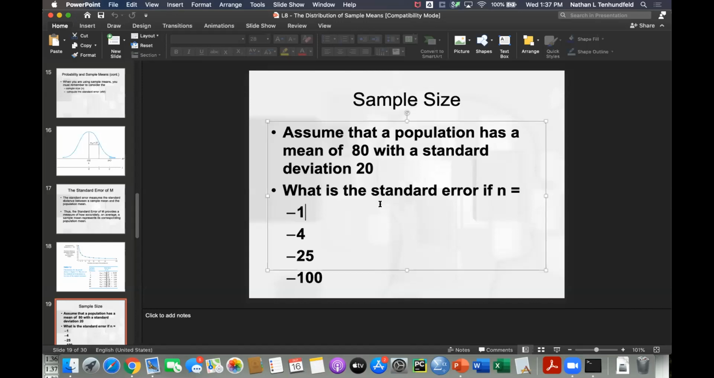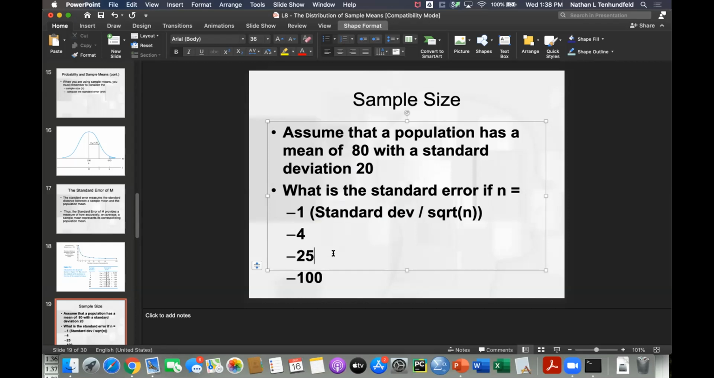So when we think about the equation here, it's just going to be the standard deviation divided by the square root of n, right? And so the standard deviation of 20 divided by the square root of 1, or is 1, that's just going to be 20. What about 4? 10. Perfect. Again, standard deviation of 20 divided by square root of 4, or 2. 20 divided by 2 is 10.